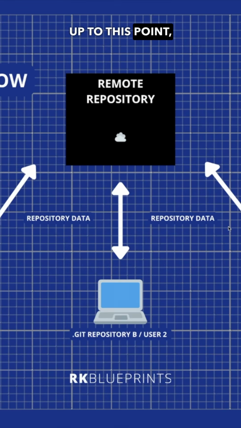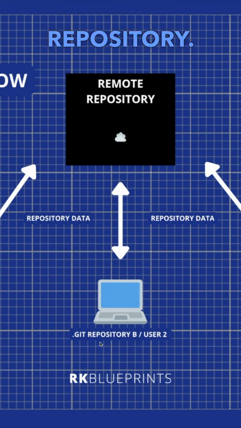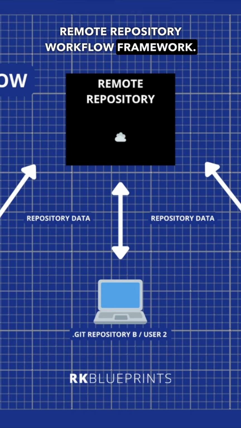Up to this point, we've talked about working locally, your machine, your files, your commits. But DevOps doesn't scale in isolation. To collaborate, share, and ship software, we need a remote repository. This blueprint represents the remote repository workflow framework.